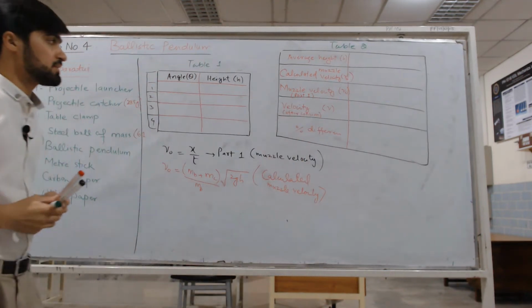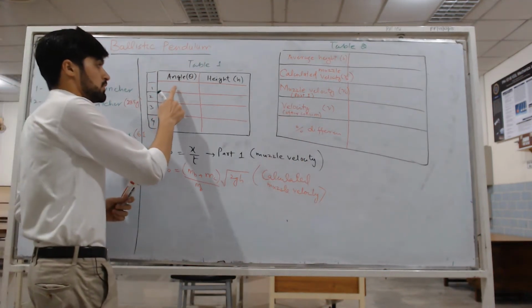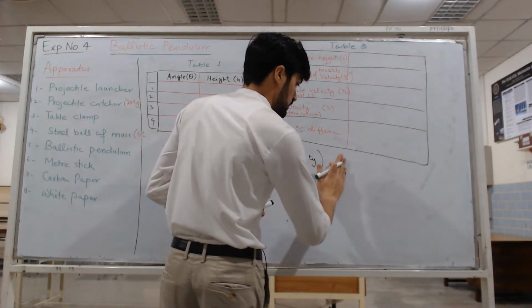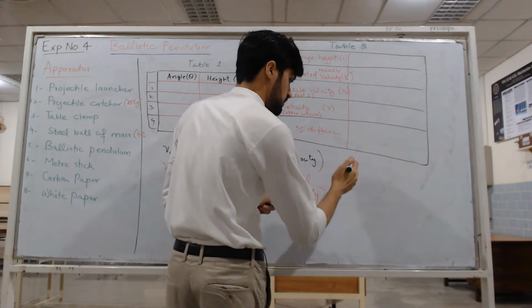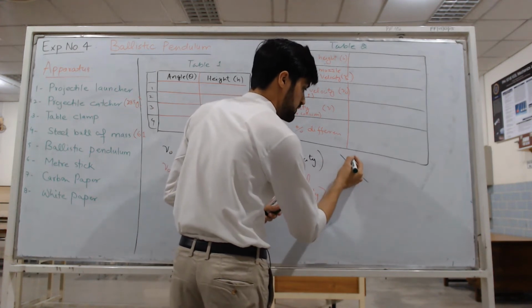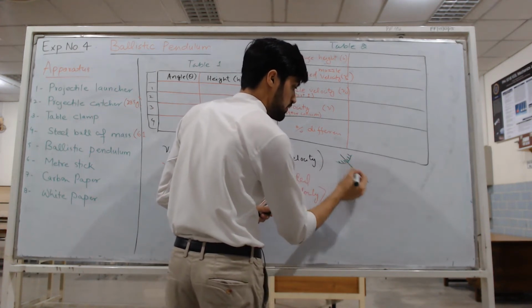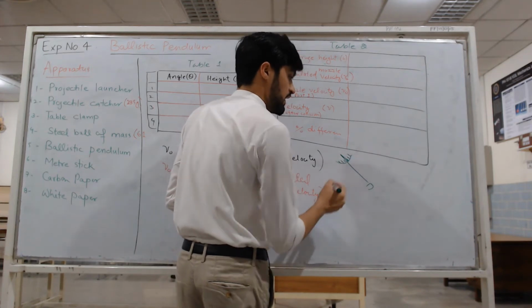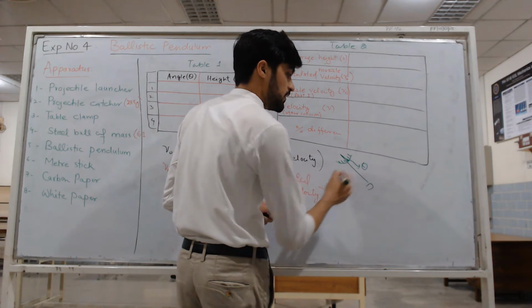Now how to fill this table? Initially, as we discussed, when the pendulum moves, there will be a degree scale, and from here there will be a pointer, and this pointer will tell you the value of theta.